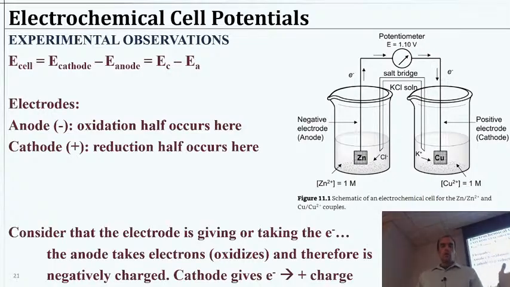The anode is what we typically show as a negative lead. That would be where the oxidation half is occurring, whereas at the cathode we have the reduction half. So maybe one way to think about that would be the cathode is going to be donating electrons and becomes positive, okay? Whereas the anode is going to be taking electrons and therefore becomes negative.